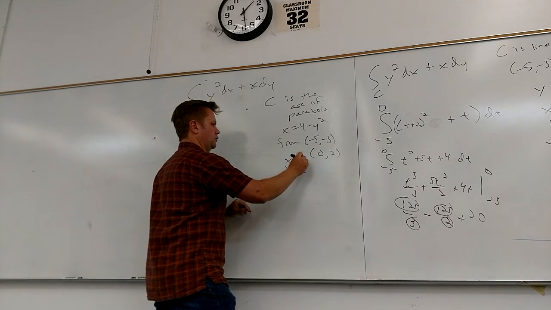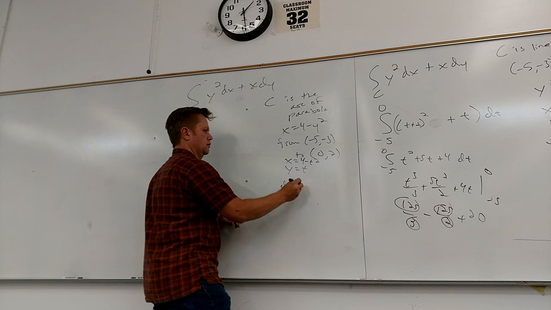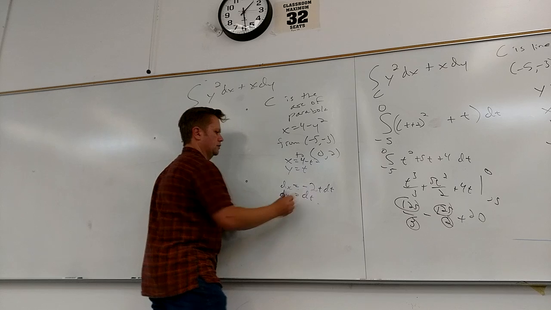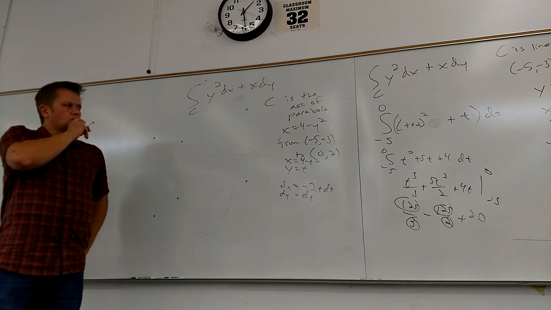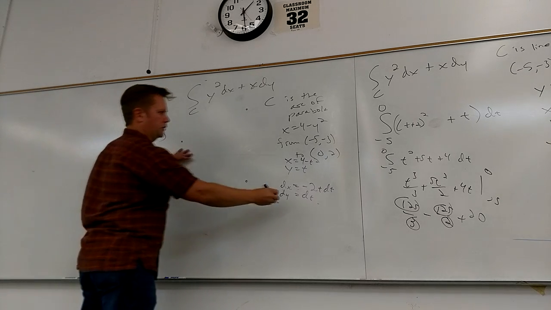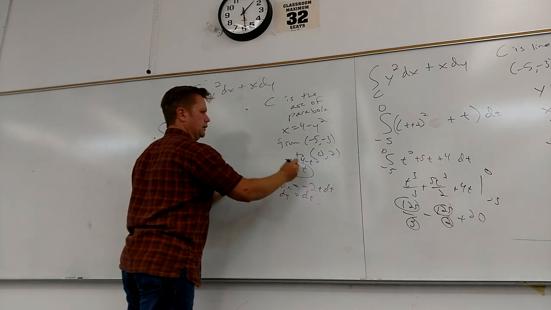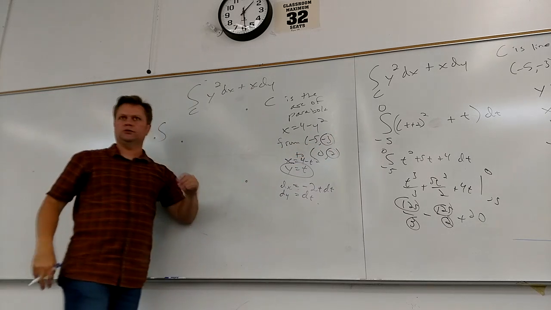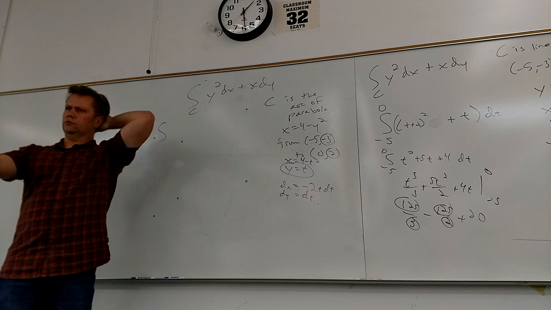Let's see, so x is 4 minus t squared, so dx is negative 2t dt, dy is dt. So then you get, and what's t going from to? Yeah, so y is t, so t must be going from negative 3 to 2. So that makes that step easier too, right?